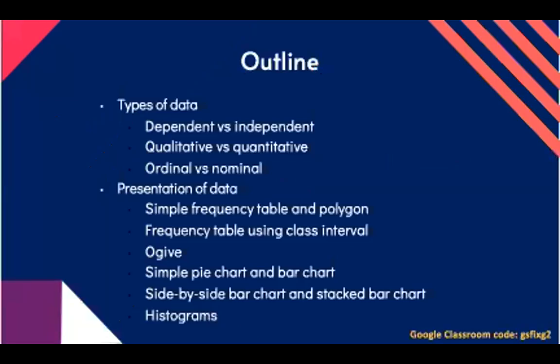Okay, so the outline of today's discussion is as shown. Today will be very brief. Basically, we will touch on the types of data, followed by basic ways to present your data in figure form. There will be more examples of data presentation in future topics if we have the chance. But for today, we will only look at the simple and basic charts.